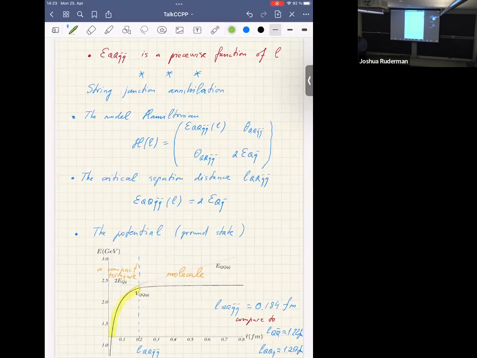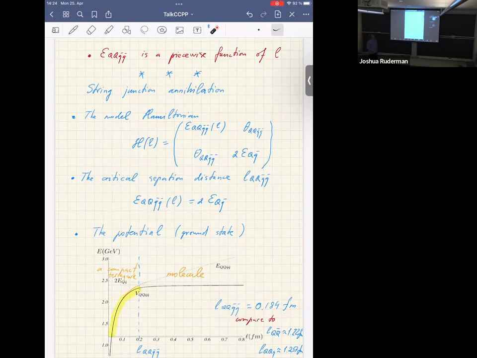And again, to find what happens with the potential, one can define the effective Hamiltonian with the diagonal terms and off-diagonal terms. And the critical separation distance is now defined by this. So it's something like that. And if estimated, it turns out that the critical separation distance is really very small. It's of order 0.2 Fermi.